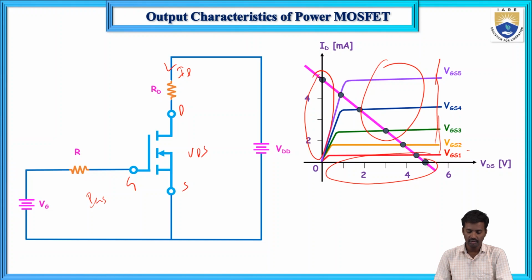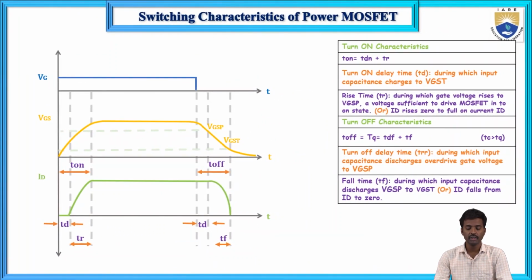Next, the switching characteristics are most important. The power MOSFET is used as a switch. What do we mean by switching characteristics? It acts as a switch, so we must study the turn on and turn off analysis.